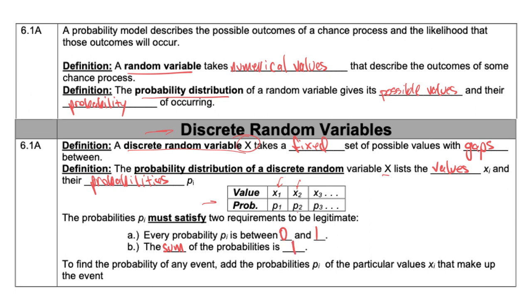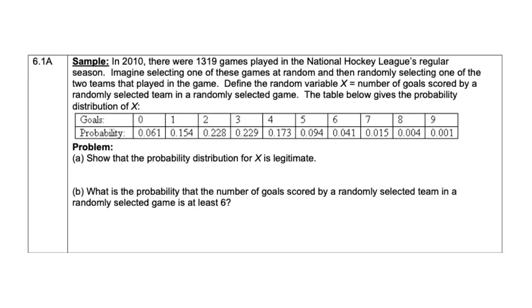We already know that. So here's our sample problem. Go ahead and take a moment and read it. And then they give us this table down below here. So you have 0 goals, 1 goal, so on, up to 9. Show that the probability distribution for x is legitimate.